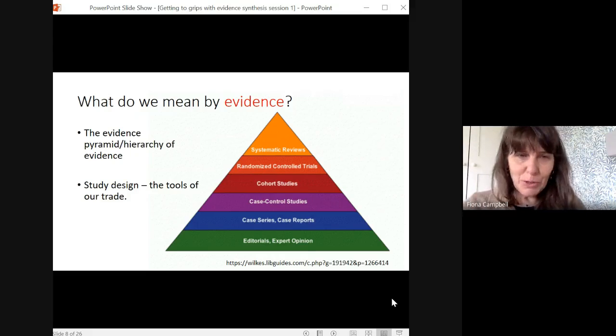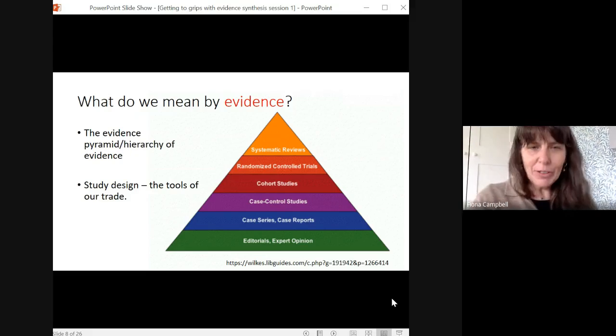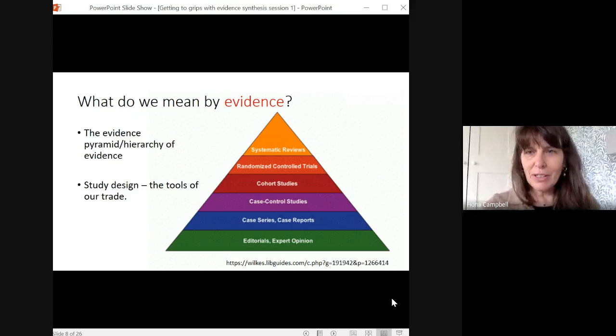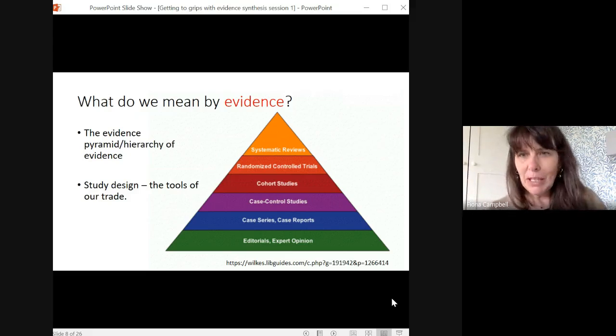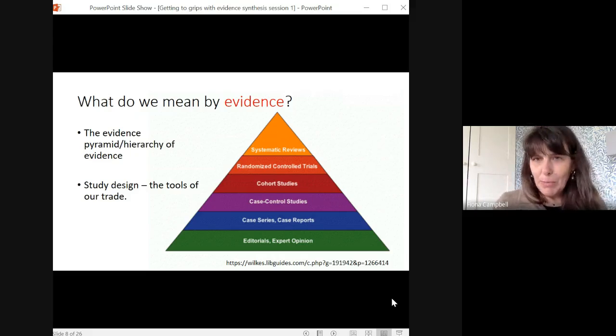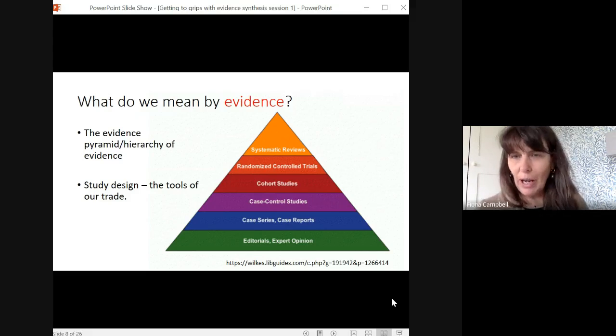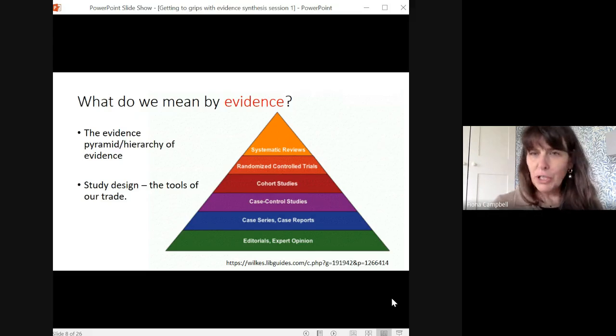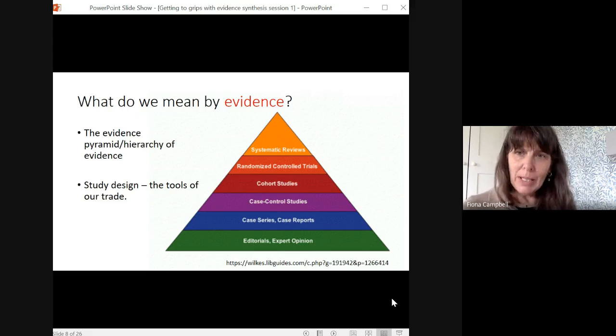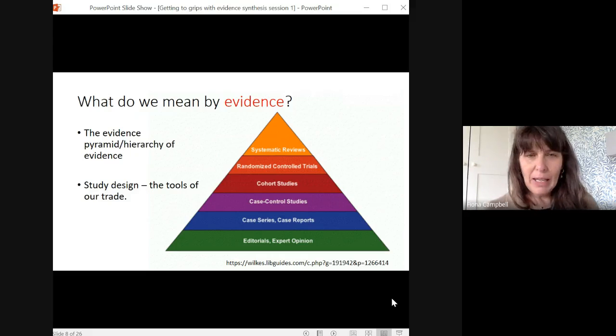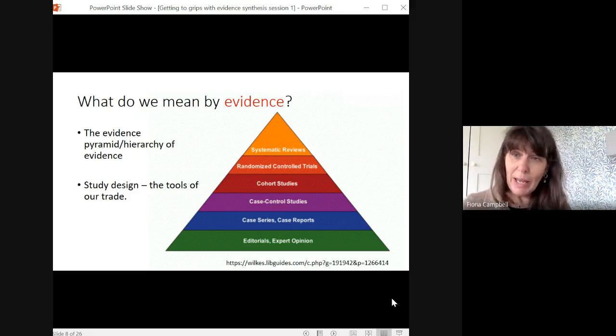So what do we mean by the term evidence? Evidence is a word that perhaps we're more familiar with being used in a legal context, where evidence might be a DNA sample or a fingerprint or an eyewitness statement. And they're all about supporting a truth or identifying a truth. In the context that we're talking about here, when we talk about evidence, we're talking about research evidence.